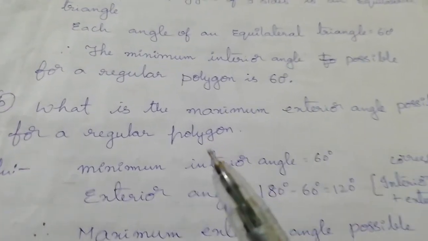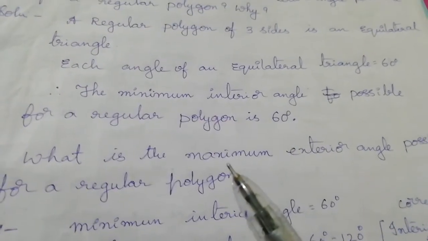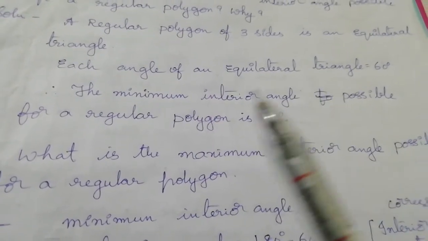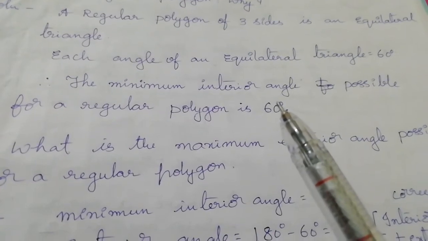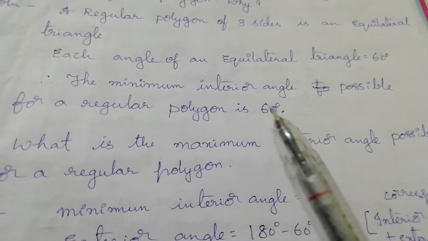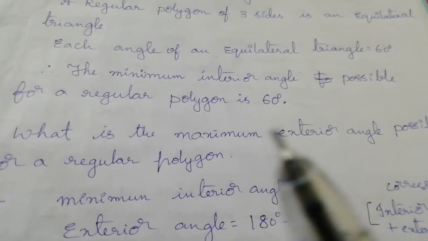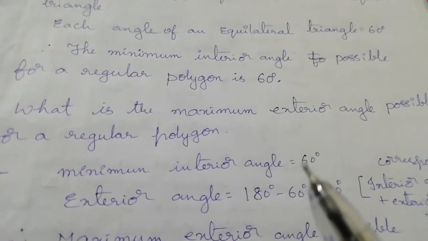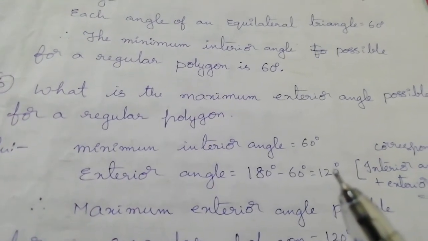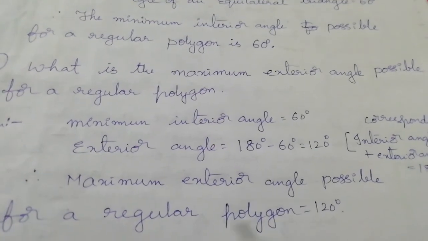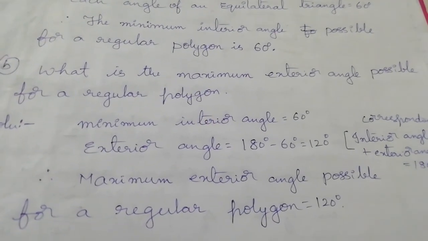What is the maximum exterior angle possible for a regular polygon? So, a regular polygon with the least number of sides is equilateral triangle. Interior angle of an equilateral triangle is 60 degrees. Sum of corresponding interior angle plus exterior angle is 180 degrees. So, exterior angle is equal to 180 degrees minus 60 degrees, which is 120 degrees. Therefore, maximum exterior angle possible for a regular polygon is equal to 120 degrees.